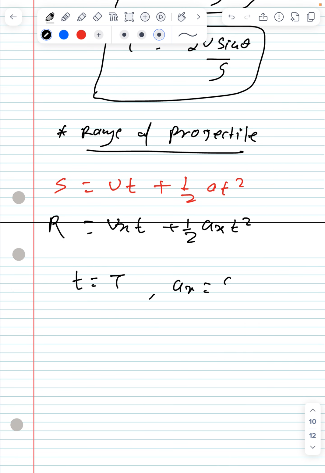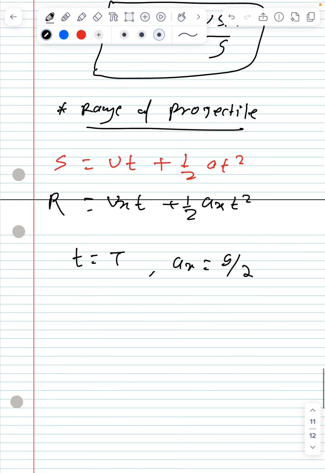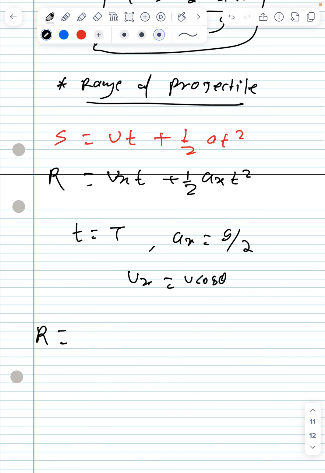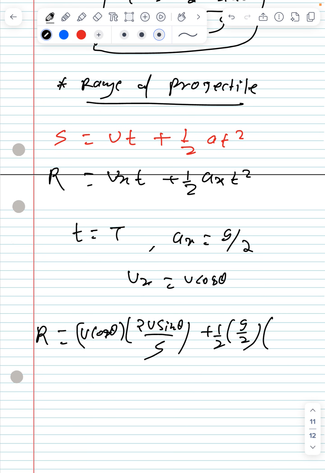Range of projectile from the second equation of motion. The second equation is s = ut + 1/2 at². Along the horizontal direction, R = uₓt + 1/2 aₓt², where t is the total time of flight, aₓ = g/2, and uₓ = u cos θ. Put all the values here.